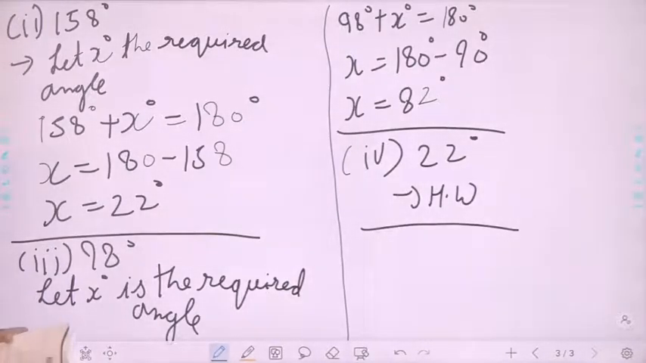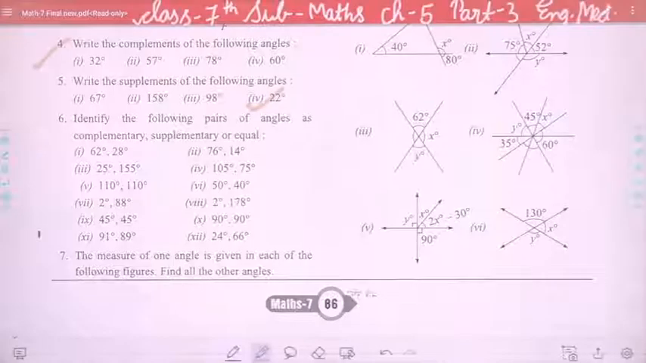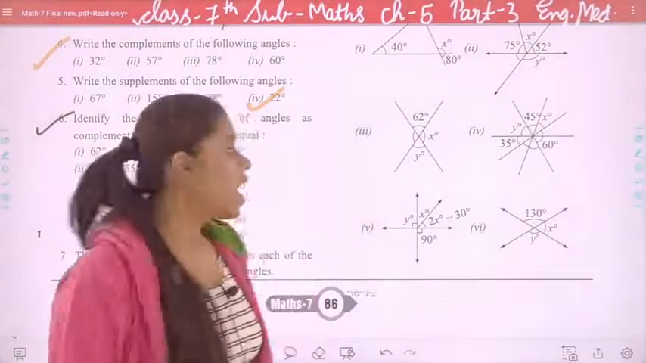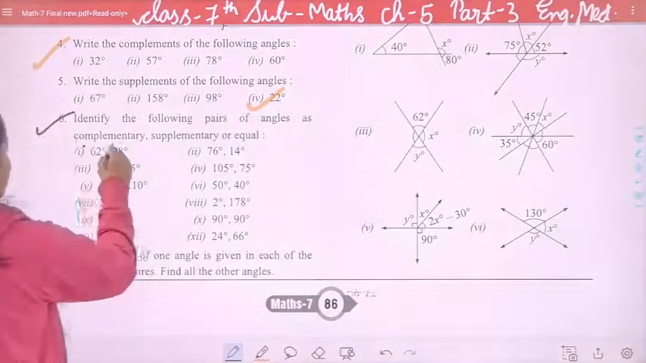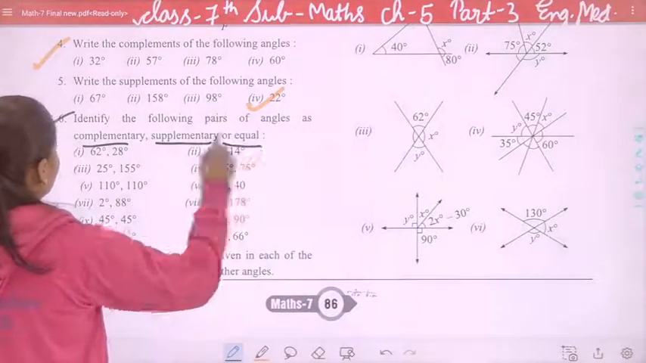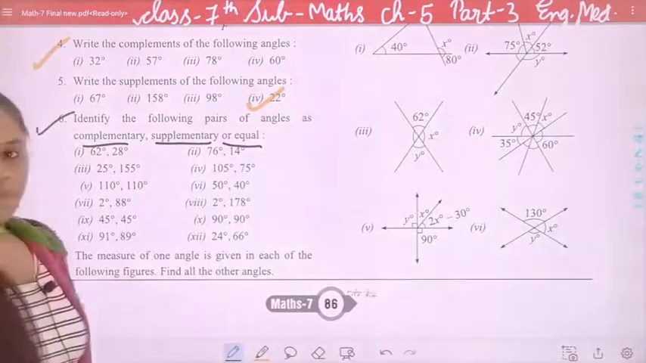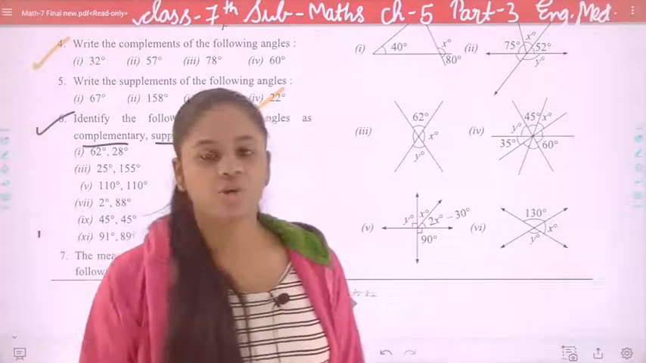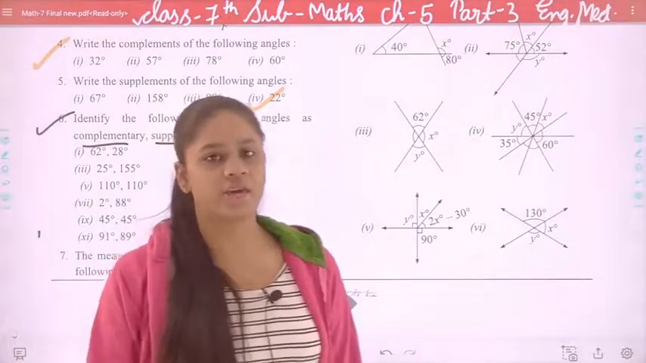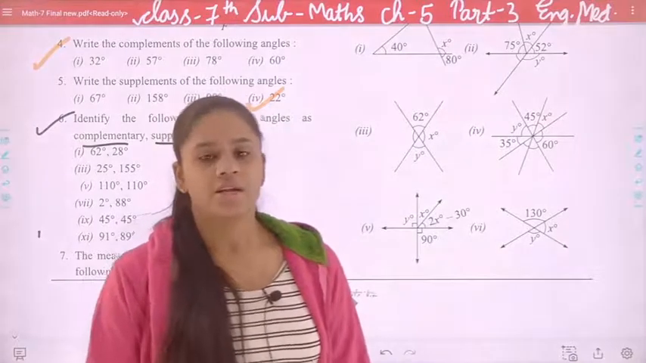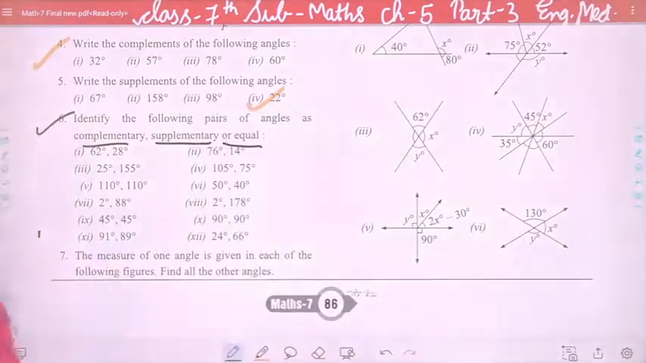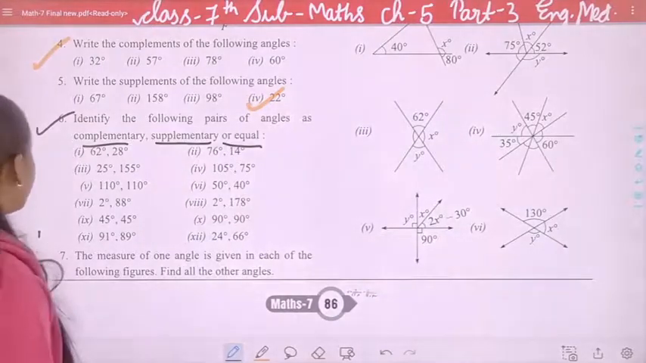Okay, move to the next question. That is question number 6. Now, identify the following pairs of angles as complementary angles, supplementary angles, or equal to. Complementary angles: two angles whose measures sum to 90 degrees. And in supplementary angles, two angle measures sum to 180 degrees.